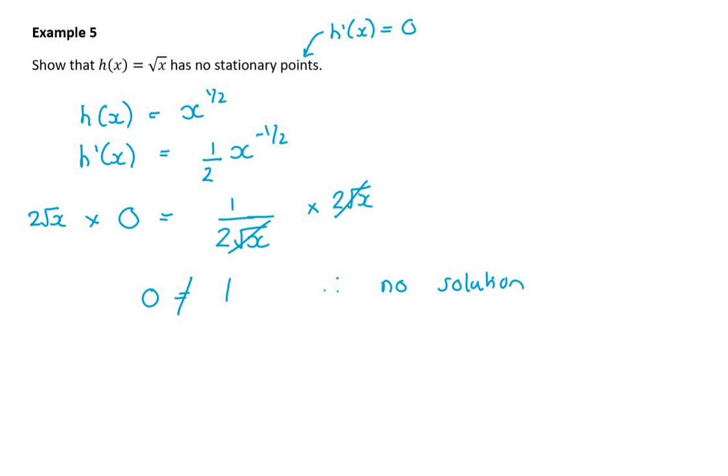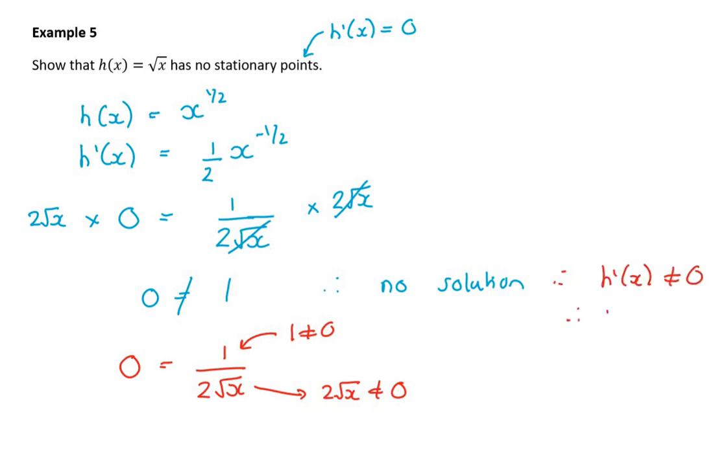Another way to think of it logically is to go back to this line here when you say 0 equals 1 over 2 root x, and to argue this 1 isn't equal to 0 and this is not allowed to equal 0 because it's the denominator, there's no way you could divide here to get 0. Don't forget that the only way to divide to get 0 is if your numerator is 0, because your denominator is not allowed to be. So either way, there's absolutely no solution here, which means there are no stationary points. So I'm going to say, therefore, h dash x cannot equal 0, therefore no stationary points.